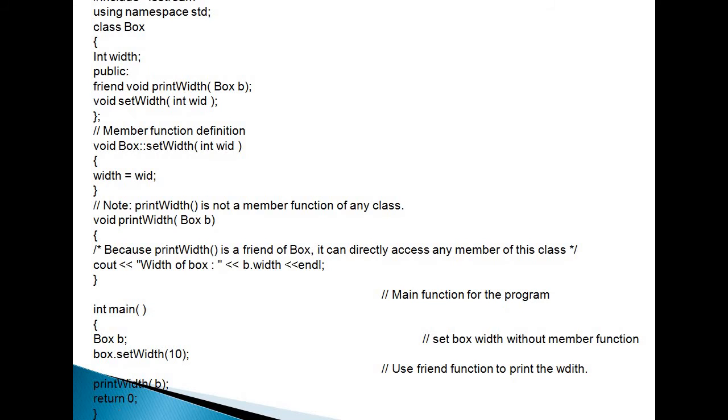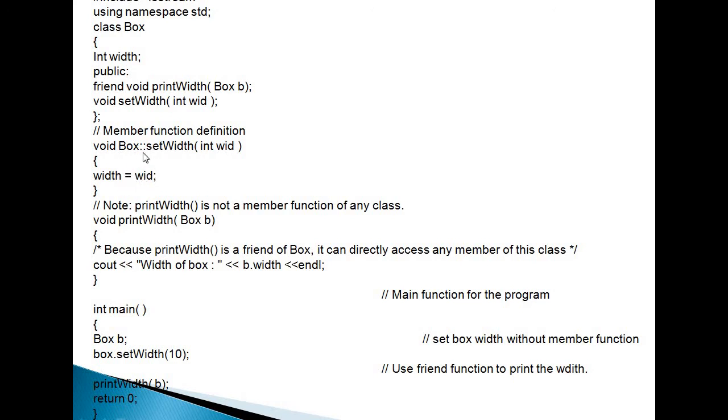Then from this the output will be "the width of the box is 10." Here the output is not given, but if we run this program, then "the width of the box is 10" will come. I think you understand this program. Here again I remind you, void printWidth is a friend function of class Box, and this is a non-friend function.